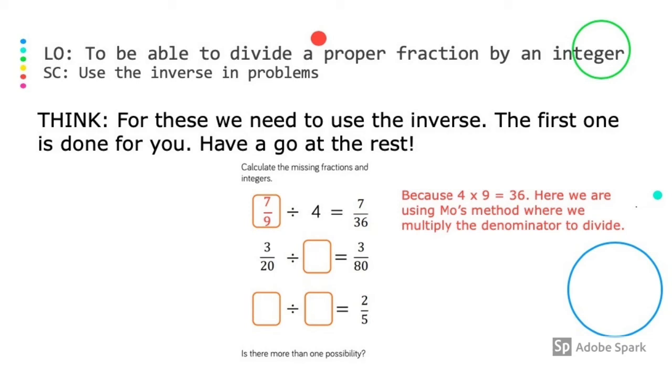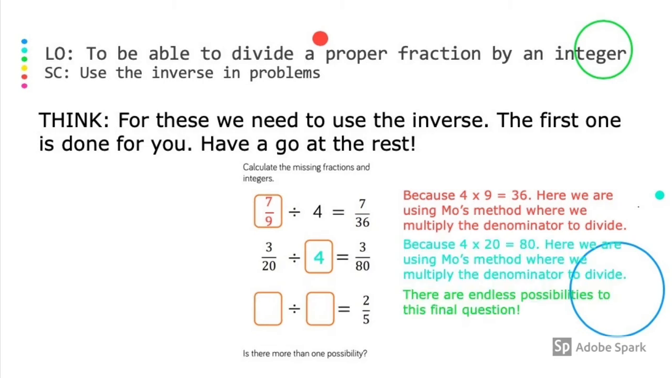I would like you to have a go at the following two questions yourself. You'll notice that in question number 2, the numerator stays the same. So what do you think we're going to fill the gap with to make 20 into 80? The final question then has 2 gaps, so that means that there's going to be lots of different possibilities. So pause the video now and then we'll go through the answers on the following slide.